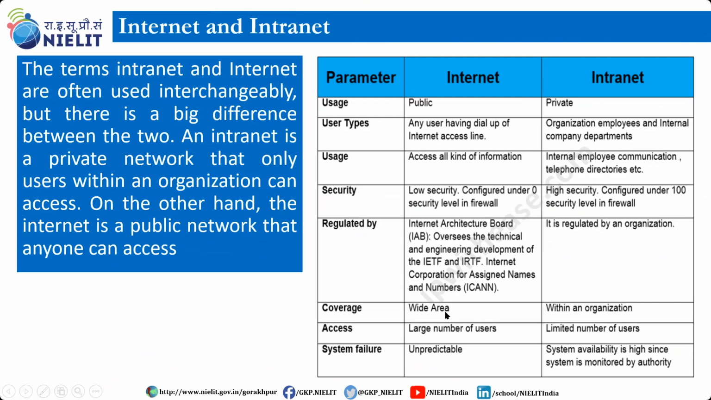Coverage: internet coverage is wide, while intranet coverage is limited within the organization. It can be spread over a WAN, but it is only available between the different branch offices. Access: large number of users versus limited number of users. System failure: unpredictable in the case of the internet. In the intranet, if something goes wrong with the intranet-based services, the administrator will always be aware that a particular server might have failed, due to which the service is not available.